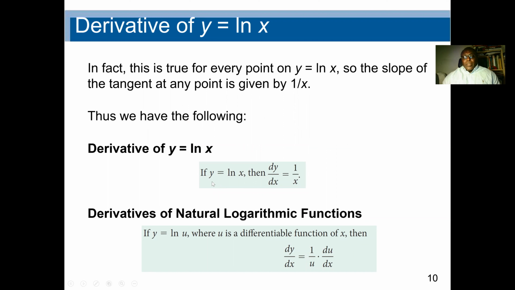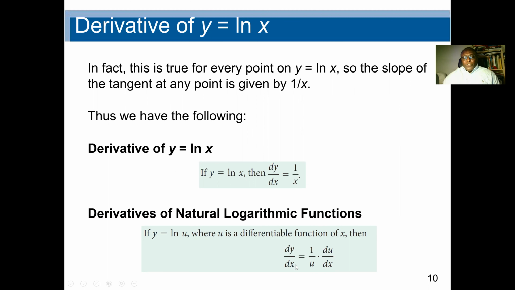So here we said if y equal to natural log x, then the law of derivatives says dy/dx will give you 1 over x. So in short, the derivative of y equal to natural log x is 1 over x. Now if we are doing the chain rule, then dy/dx equal to 1 over u, then the derivative of u, which is du/dx. So that's the formula again: the derivative of y equal to natural log x will always be 1 over x.